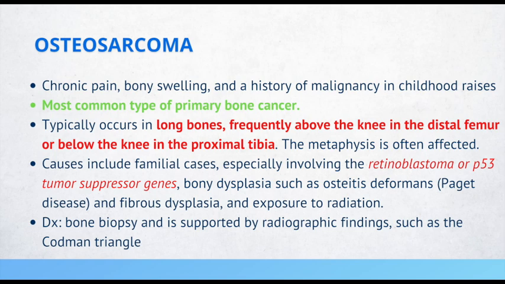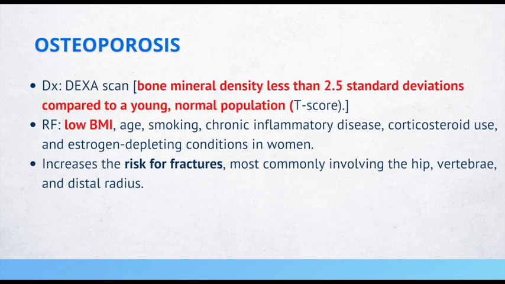Osteoporosis. In this condition, the DEXA scan reveals bone density less than 2.5 standard deviations compared to a young, normal population. Risk factors include low BMI, age, smoking, chronic inflammatory disease, corticosteroid use, and estrogen depleting conditions in women. But the top risk factor is low BMI.